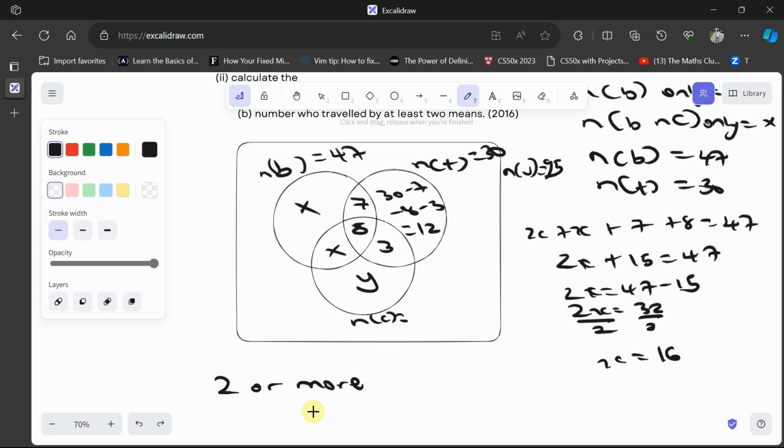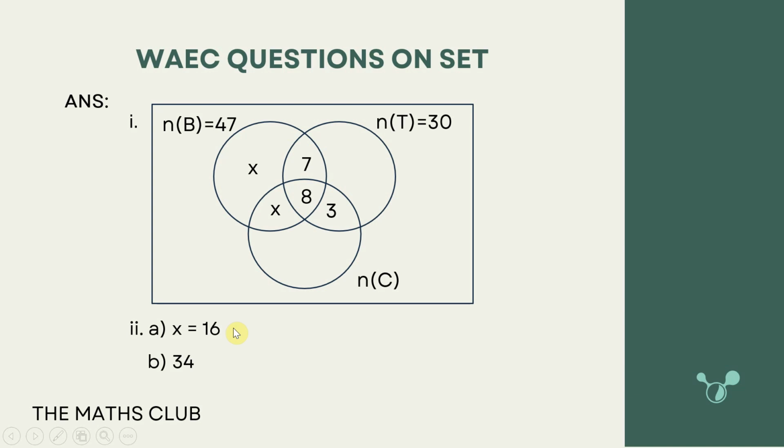So for 2 or more, we said x plus 3 plus 7 plus 8, and that will give me 16 plus 3 plus 7 plus 8. And if you do that, that should give you 34. So the number of people that traveled by at least 2 means is 34. Let's see if our answer is actually correct. Great, so you can see our x is 16 and then our b is 34. Well done to you if you got it right.